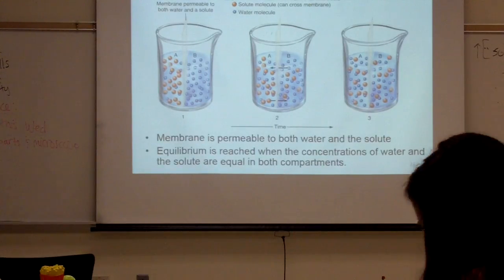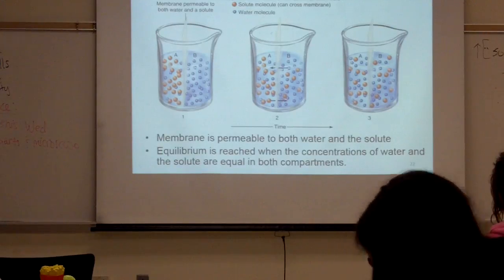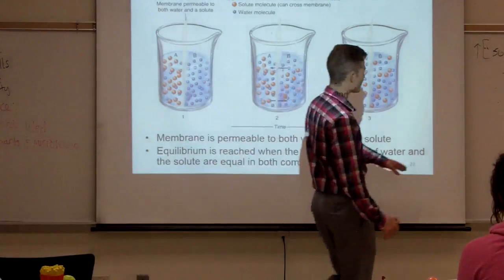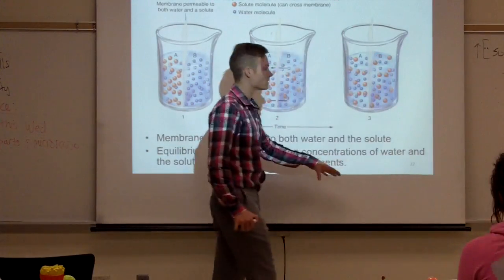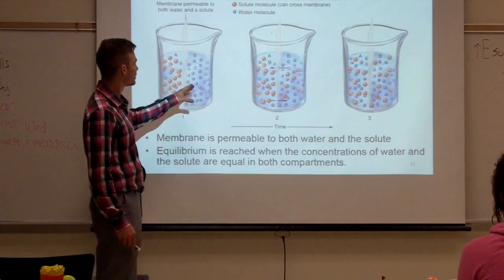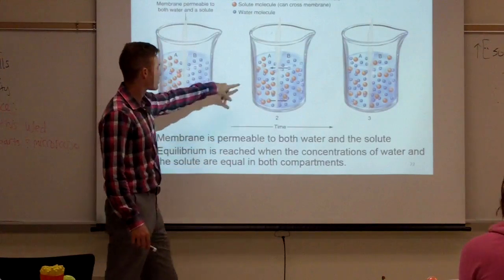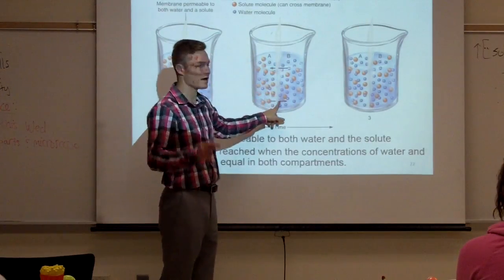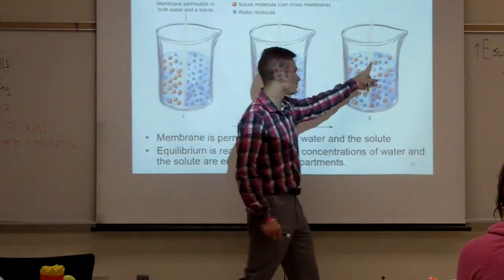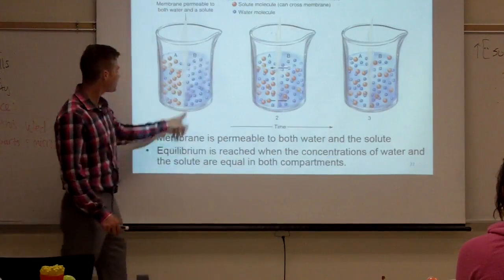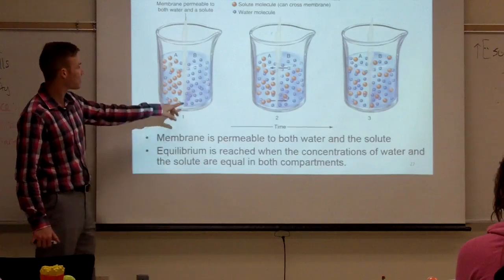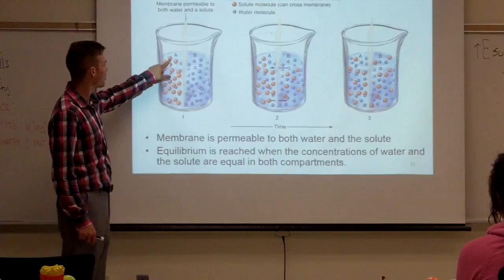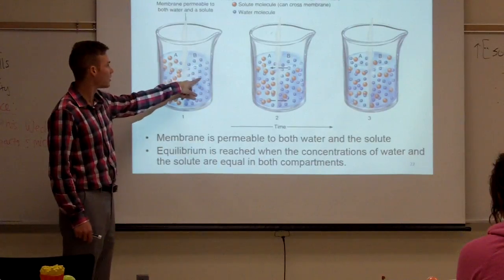In terms of what's happening in a beaker, something you could do in a lab, we gave the example of a cell. I like this example better because it's an application. But these beakers are representing two columns of fluid separated by a cell membrane. That's what this little membrane is representing, the cell membrane. Basically it's showing two types of molecules, a solute molecule, which is the bigger one, and a water molecule, which is the smaller one.